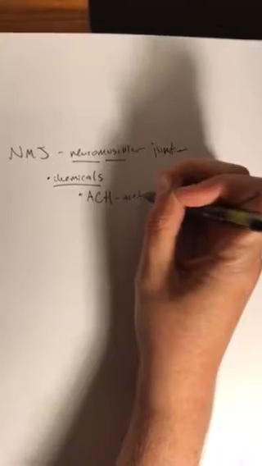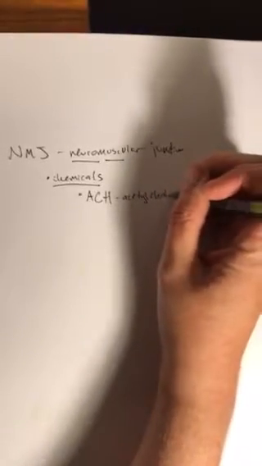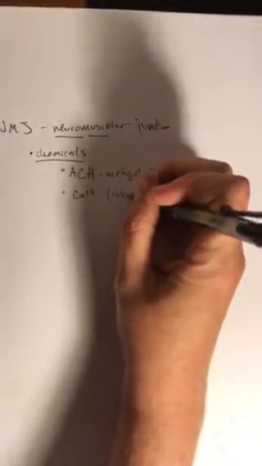So let's think about what are the players involved here, the chemicals that are involved. It's important to keep these in order. We have acetylcholine, which we can abbreviate as ACH. Acetylcholine is being released from the neuron onto the muscle. We then have calcium, which is an ion with a +2.